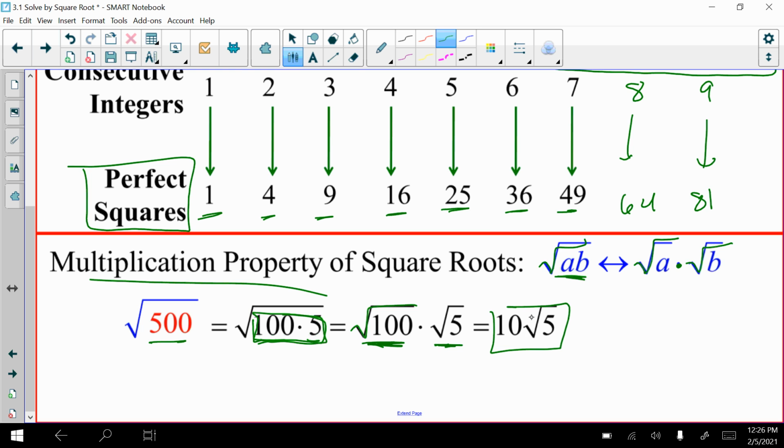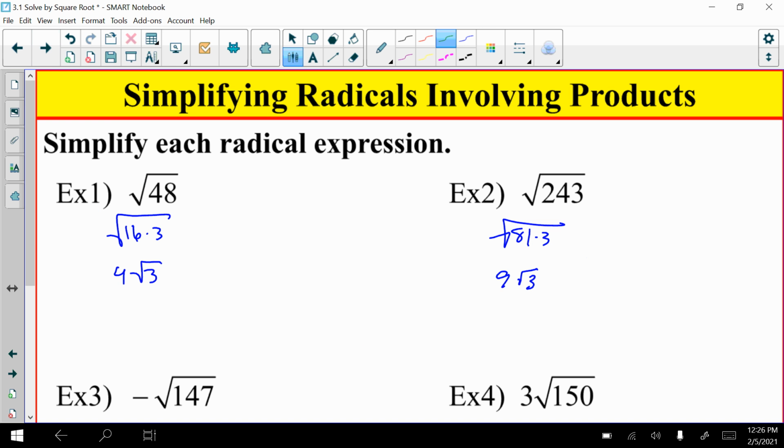Okay, so I'm going to give you an example or two of that. Sorry, I've got some stuff in here to erase.